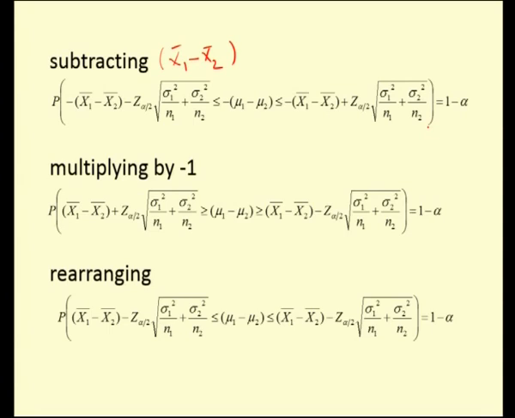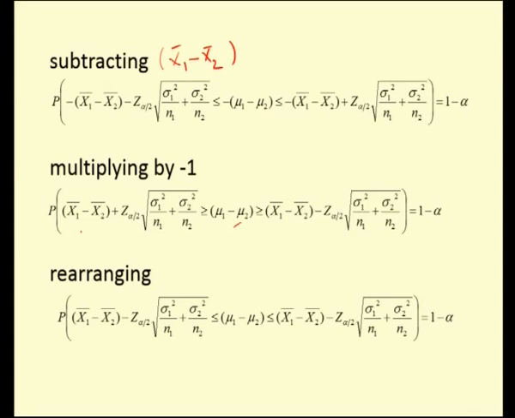Now, our objective is to find out what is the confidence interval for mu1 minus mu2. Therefore, I multiply either side by minus 1. So, you should remember that when you multiply the inequality by minus 1, the inequality gets reversed.